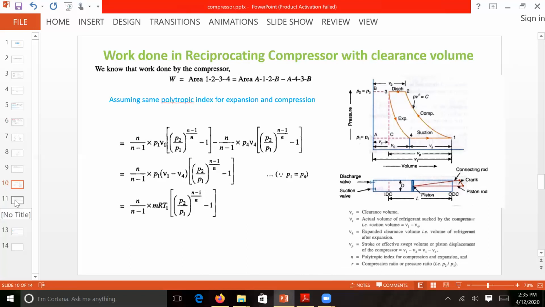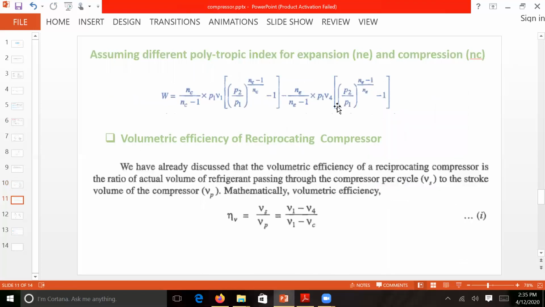If your polytropic index of compression and expansion are different, then this will be the expression, because this is for the compression part, this is the expansion part, and we are subtracting both. These values are to be calculated differently because your indexes are different.